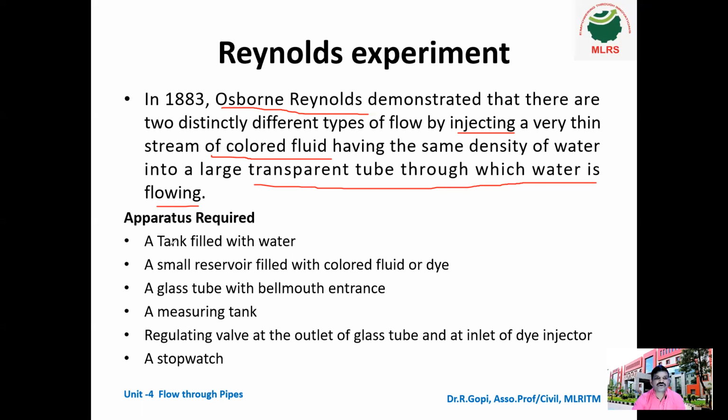So the apparatus required is a tank filled with water, a small reservoir filled with colored fluid or dye, a glass tube with a bell mouth entrance, a measuring tank, a regulating valve at the outlet of the glass tube and at the inlet of the dye injector, and a stopwatch. So this is all the apparatus required.